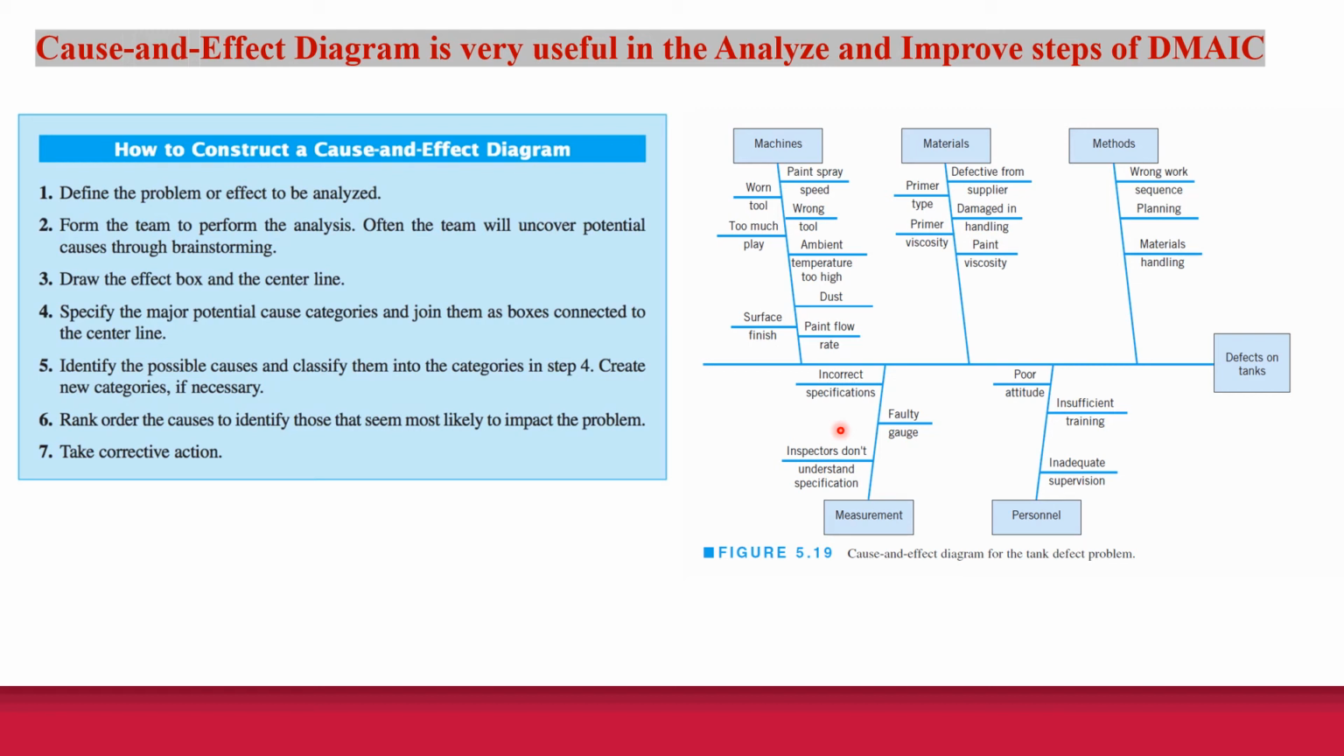And then once you lay this chart out, you want to rank the order of causes to identify those that seem likely to impact the problem, and then you want to take corrective action. You may list this: okay, this is our number one problem right here, and maybe over here is our number two problem, and then you can start working on number one and start honing in on exactly how to fix this problem.